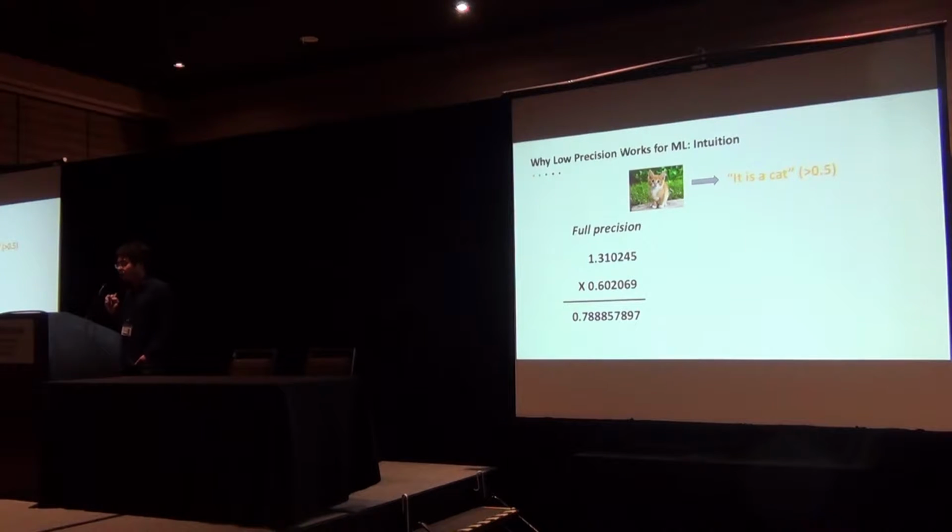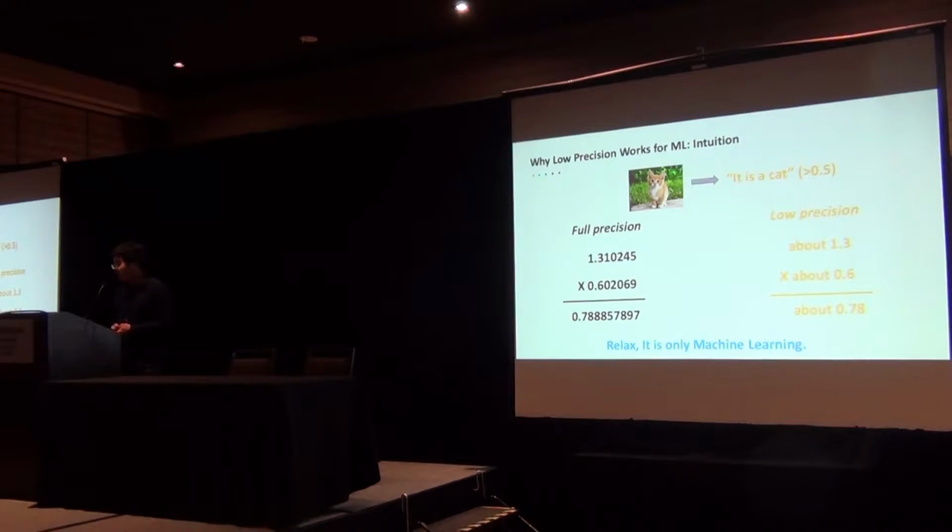I assume that the machine learning model contains a simple multiplication here. The multiplication can be done in full precision, like on the left side. It can also be done in low precision, like on the right side. The low precision can still do a really good job, because its result, 0.78, is still larger than 0.5. It can tell that the input image contains a cat.